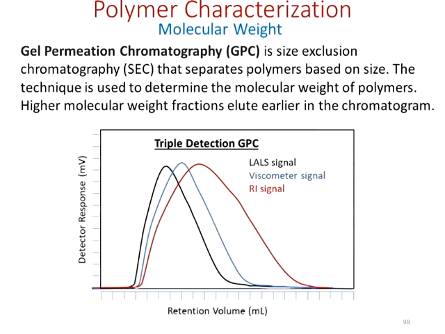Higher molecular weight fractions elute earlier in the chromatogram. And then you have to detect it. There are various ways to detect it, and we'll talk about some here. But here we have a detector.